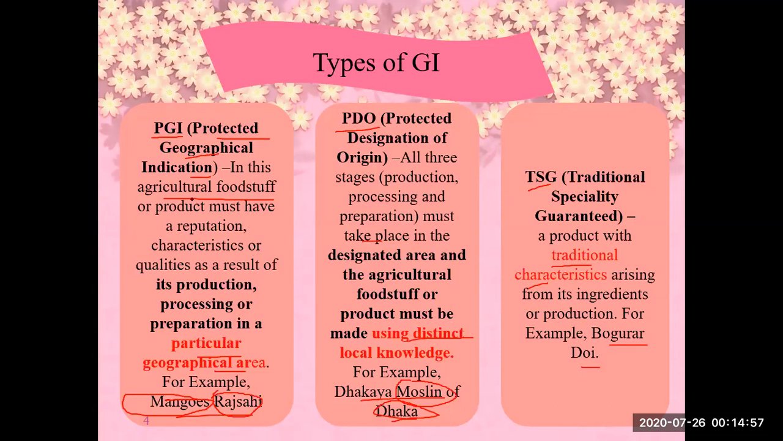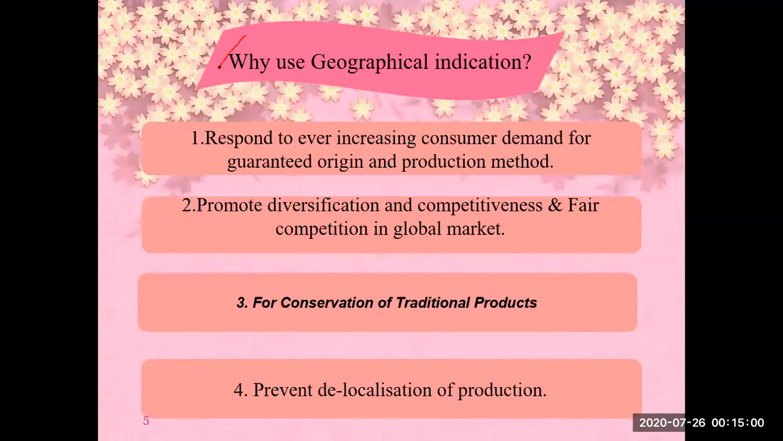So these are the types of GI. Now our second part is why we use geographical indication, or why it is important. There are many reasons to protect GI, but we will learn mostly four. The first is to respond to increasing consumer demand for guaranteed origin and production method. If consumers want the best product, they know that area is best for that product, so they can go there and collect their product from that area.